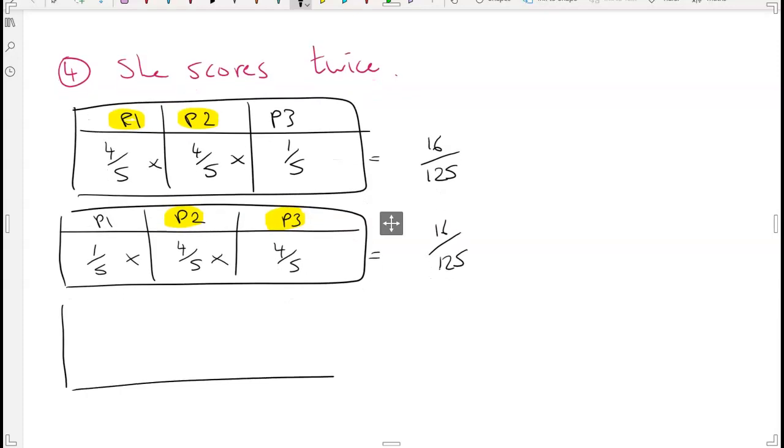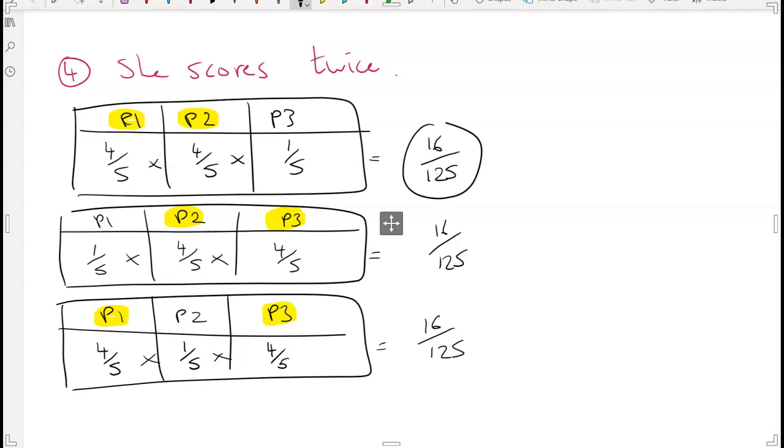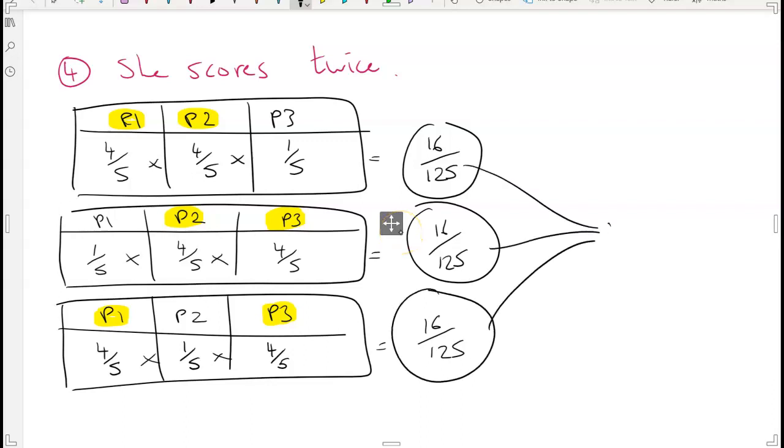And then the very last way that it could have happened would be that in penalty 1, she scores, penalty 2, she misses, and penalty 3, she scores. So for penalty 1, she would have scored, missed penalty 2, scored penalty 3. And they're the 3 possible ways that Jess scores 2 penalties. It could have happened in any of those ways. And of course, the probability of it happening in that order or in that order, so we add those 3 probabilities together, and we get 48 over 125.